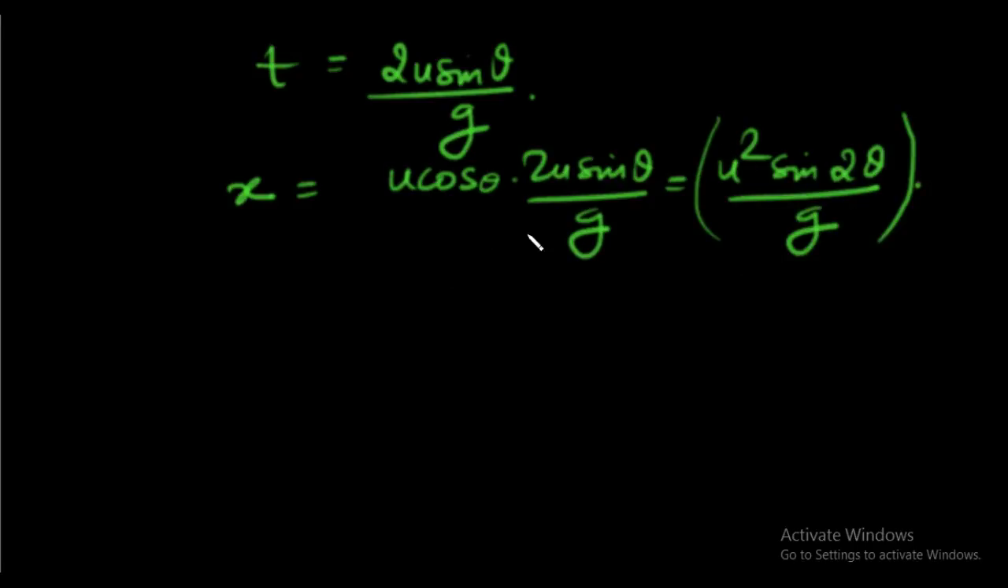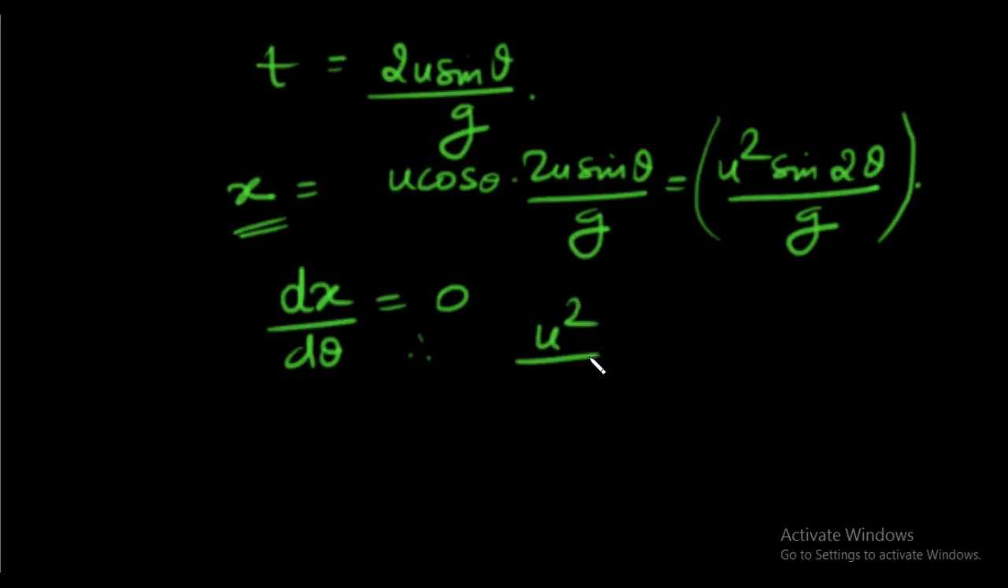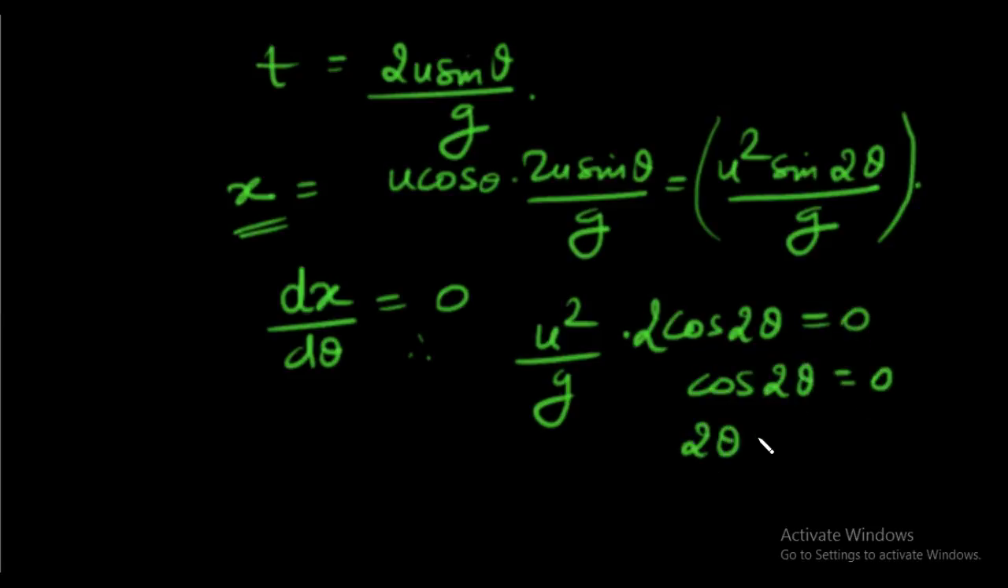Now how do we calculate the maximum range? At what angle will this range be maximum? As taught earlier, whenever a maximum is calculated, the differential of that quantity with respect to the quantity with which the maximum is being calculated is 0. So if we differentiate this, we get u square by g times cos 2 theta into 2. So cos 2 theta would be 0, 2 theta would be equal to pi over 2, so theta would be equal to pi over 4.